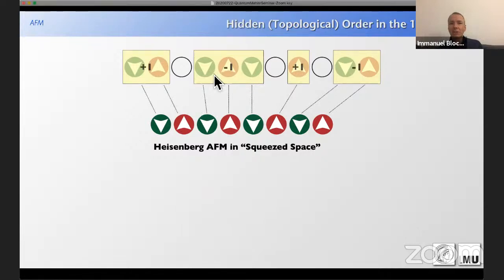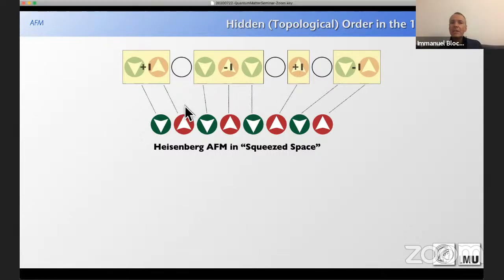And if we stare at such a picture, we can also understand what's going on by basically going into a fictitious squeezed space where we would remove all the holes in the system, and then find that the resulting system shows nice antiferromagnetic correlations like an undoped chain. So this antiferromagnet, in a sense, is hidden from us.